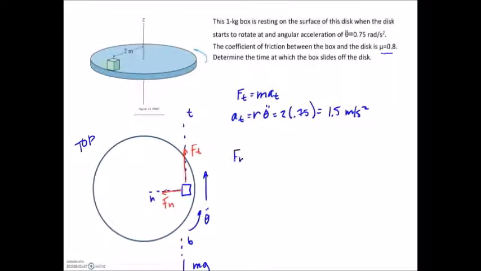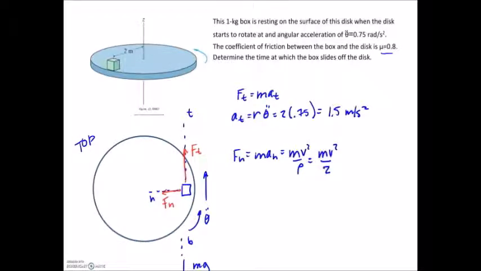The force in the normal direction is equal to m a normal, and we know that is equal to m v squared over rho. Now the velocity here is an unknown. The rho, or the radius, is 2, so we can say that that is m v squared over 2 meters.